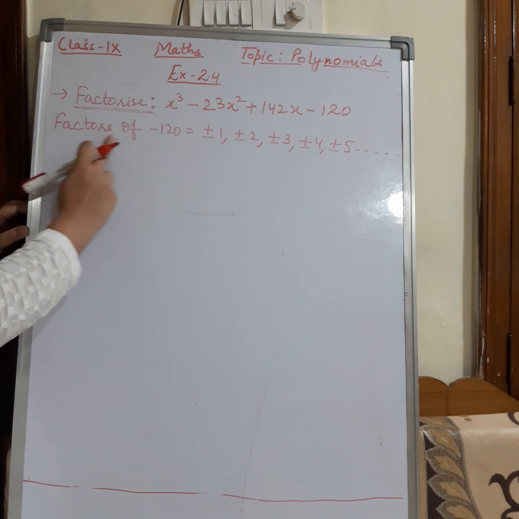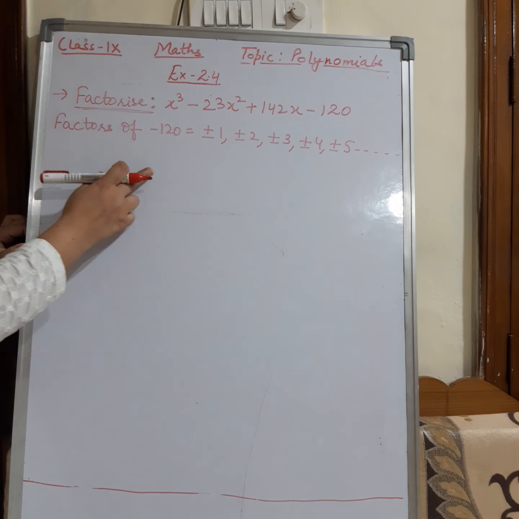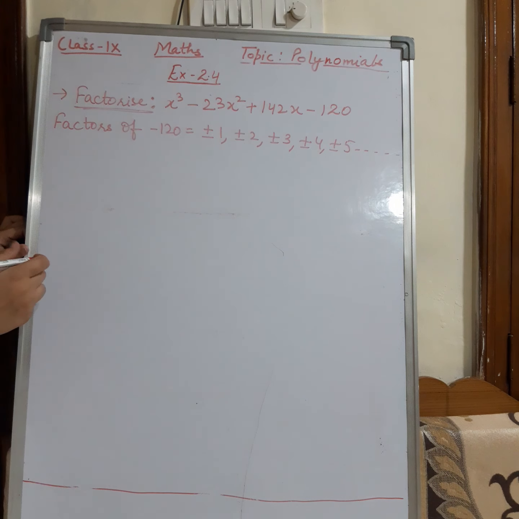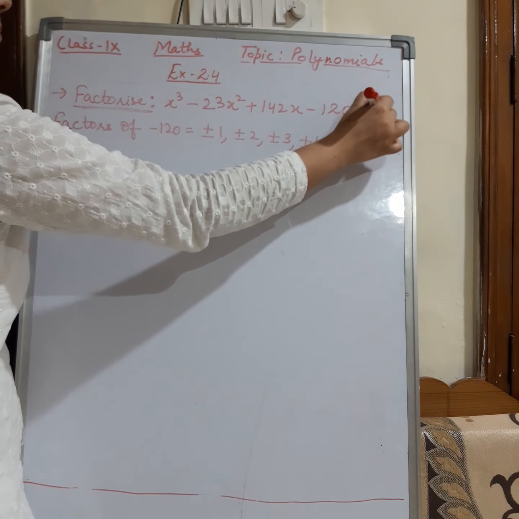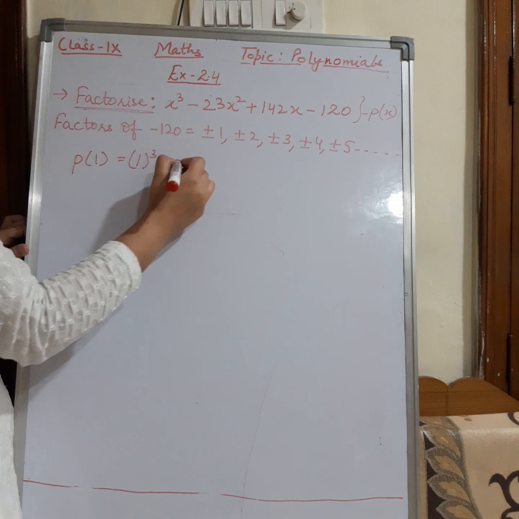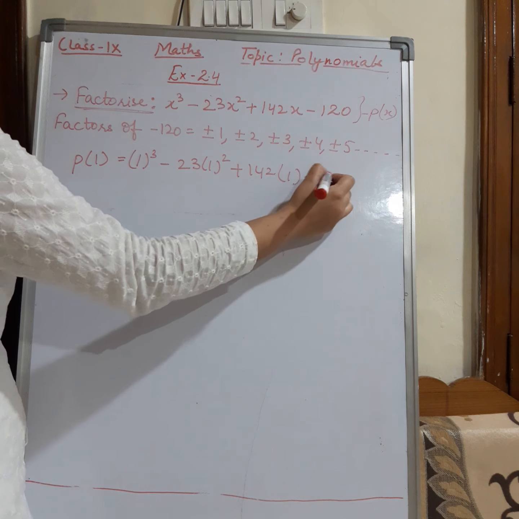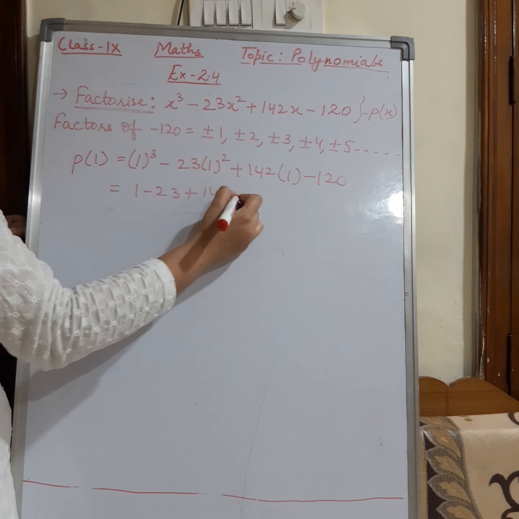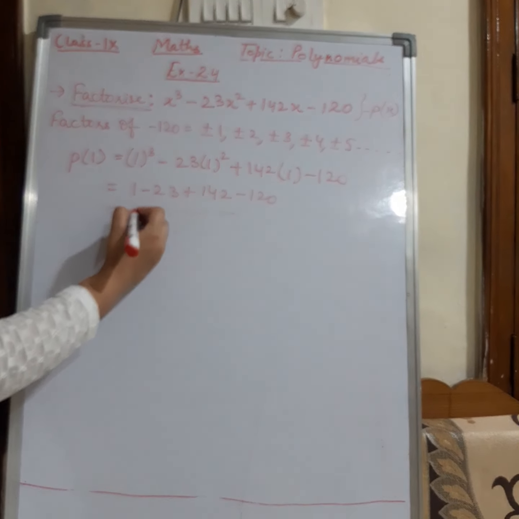Fine. So first of all, I have written the factors of the constant term. Here we have to keep trying these values. Suppose my given polynomial was p(x). Let us find p(1). So p(1) will be 1 cube minus 23 into 1 square plus 142 into 1 minus 120. So we are getting 1 minus 23 plus 142 minus 120, which gives 0. You can check after addition.